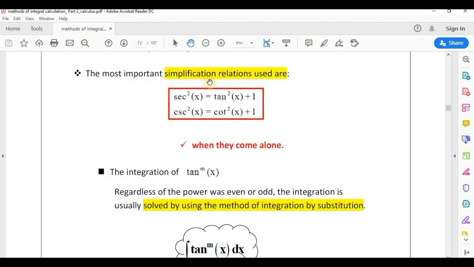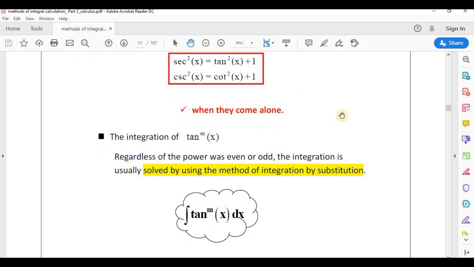The most important simplification relations used are sec square equals tan square plus 1, and cosec square equals cotan square plus 1. This important note you need to memorize, because we need it when we solve the integral of tan.